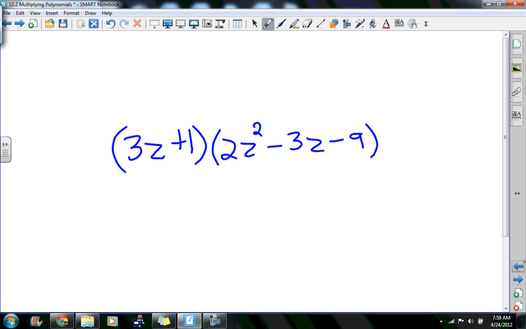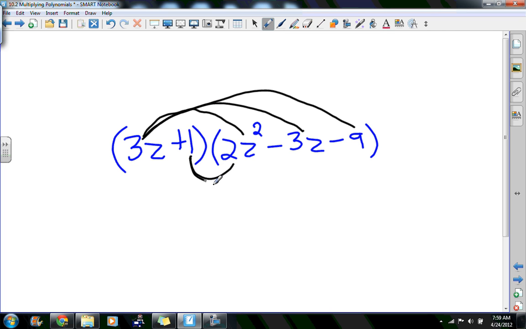Now here's why I don't like the FOIL method. The FOIL method doesn't work for terms like this, but it's still the same concept. We are going to take this 3z, and we are going to multiply it times each term on the inside. Okay, so 3z gets distributed here, here, and here. And then the 1 also gets distributed here, here, and here.